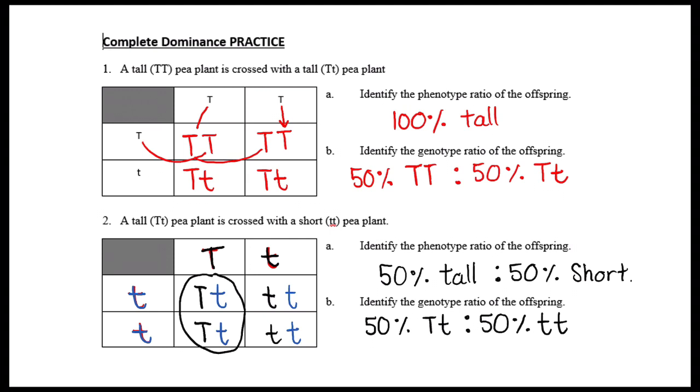So again, just a reminder, when you are filling in the Punnett square, make sure you always put the dominant allele first if it is present. This is just a convention that is required in order to do the Punnett square correctly.